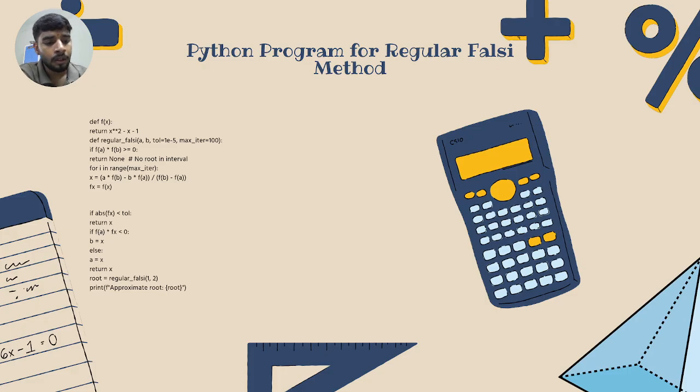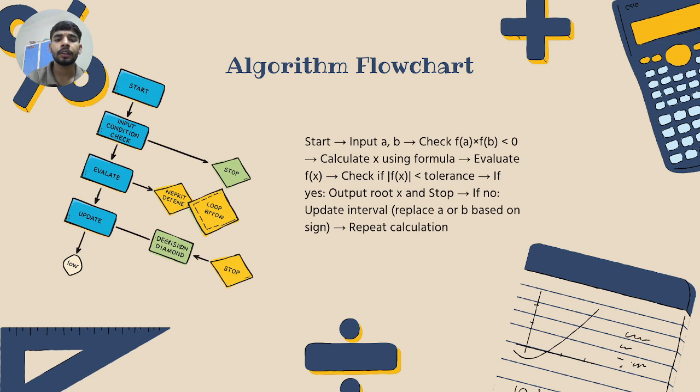Now we will write the main program where root equals Regular-Falsi of 1 comma 2, and print approximation root and root. So here is the program for Regular-Falsi. You can go through it and practice it, and do certain questions which will increase your understanding.